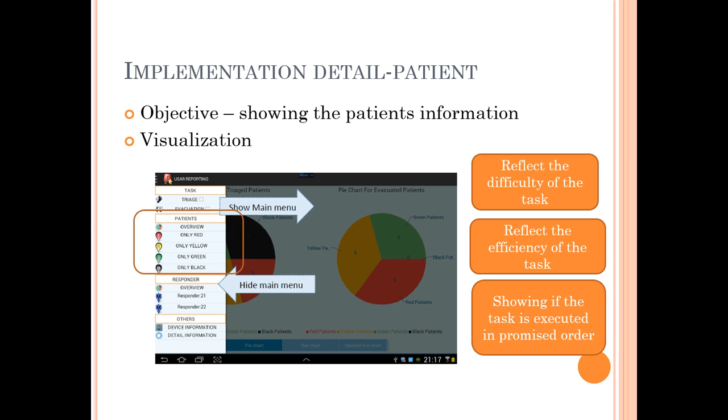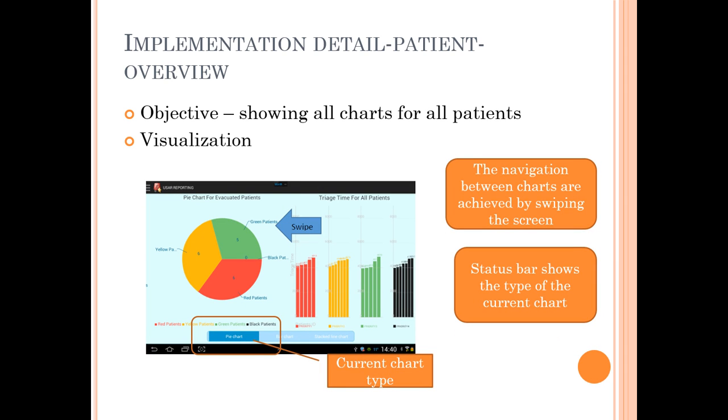For the patient's part, it includes overview and filter by color. For the overview part, it includes pie chart, bar chart, and stacked line chart. These charts can be switched by swiping the screen. For example, if the user swipes the screen from right to left, the pie chart will become the bar chart. If you notice the status bar at the bottom of the layout, the dark part shows the current chart type.